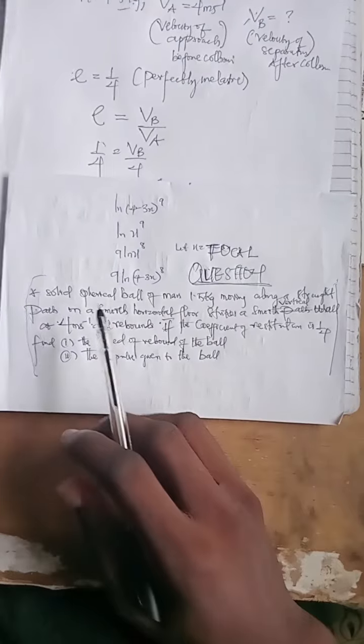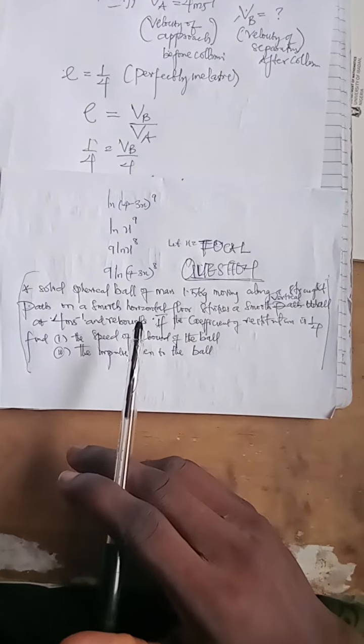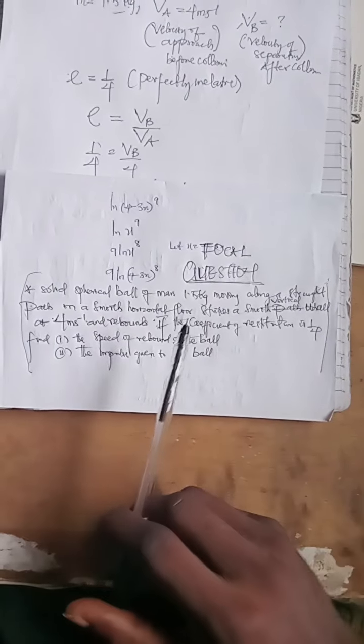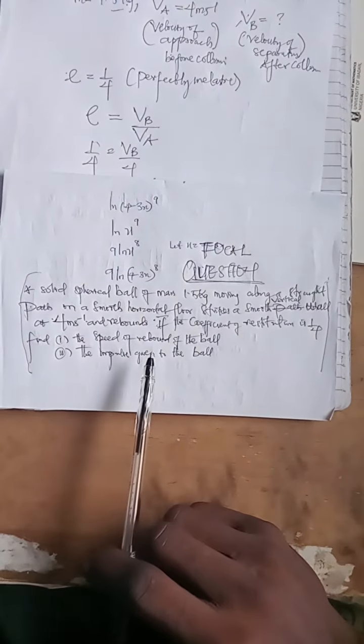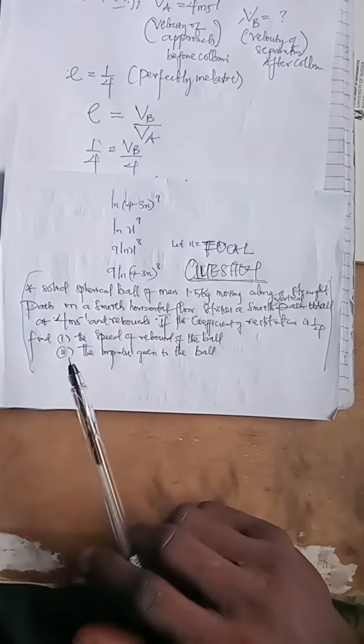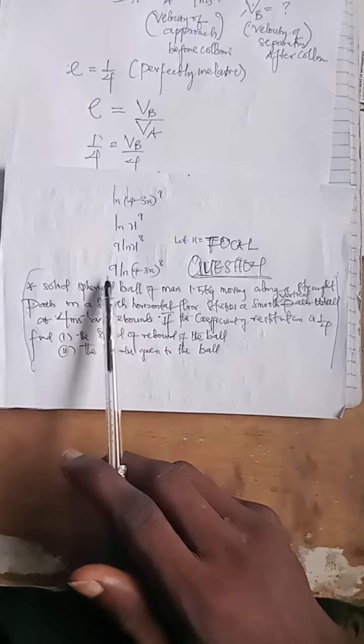So for those who want to get the question clearly, that they want to see the questions, so these are the questions, the one we just solved. I mean the one for the coefficient of restitution and the impulse. So this is the main question.